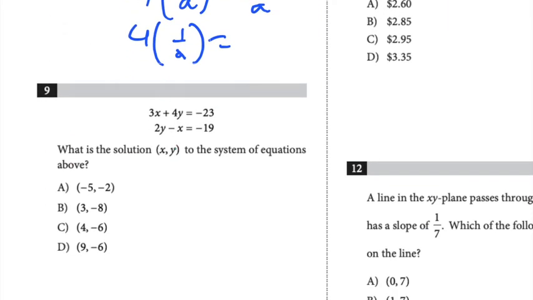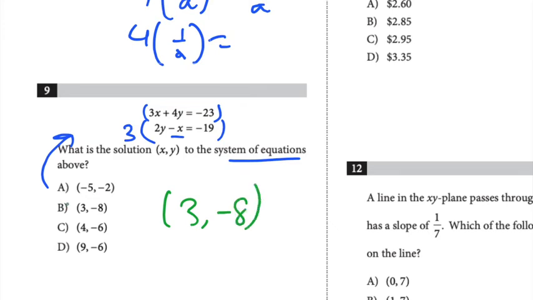Question number 9. What is the solution x, y to the system of equations above? Okay, so basically we have to solve this equation. So what I would just do is I would try to combine like terms. You could just plug it in. You guys can pause the video and do this, but either way, if you plug these answer choices in, or you actually solve it, meaning you either eliminate x first. So I'm going to quickly show you. If you eliminate x here, you know that this is -3, so we'll have to multiply this bottom equation by 3. And then essentially after doing all of that, we would get the coordinates 3, -8, which is our answer choice B here.